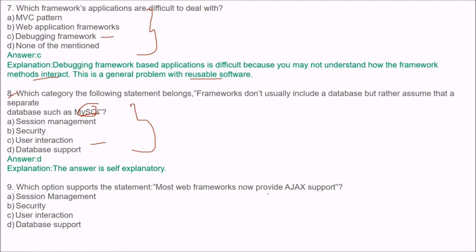Most web frameworks now provide AJAX support, asynchronous. These are the four options for you. The answer is user interaction. Most web frameworks now provide AJAX.